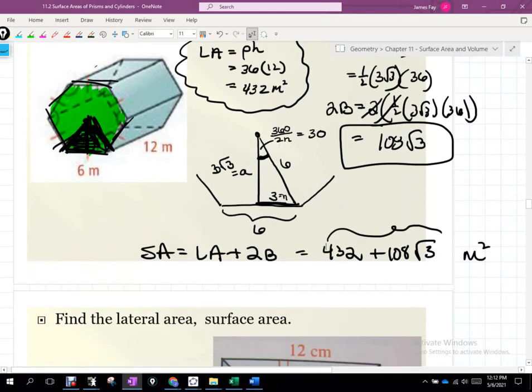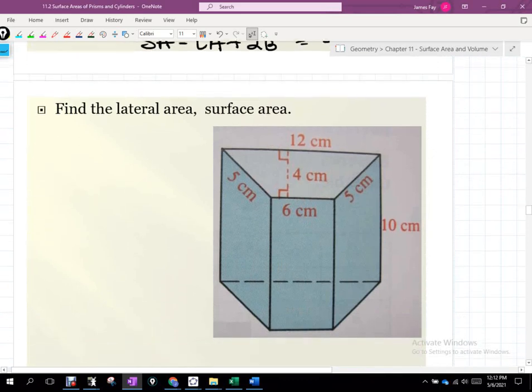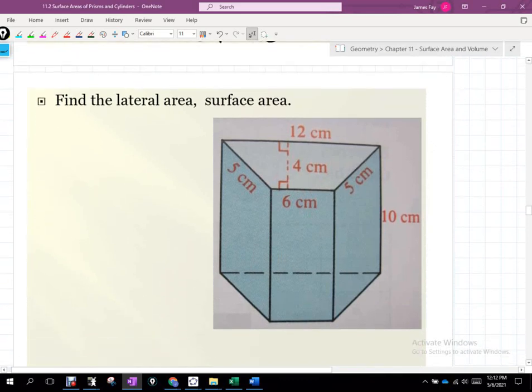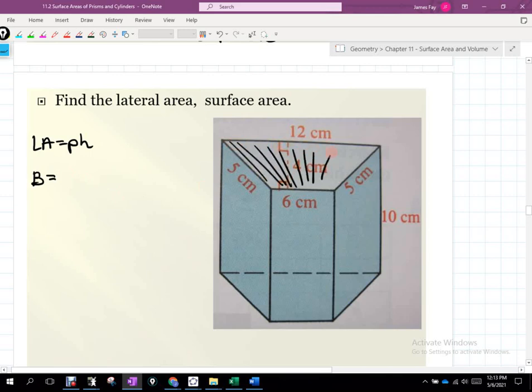So I'm going to skip this one for now, but let's at least write the formula down here. Okay. If I want to find lateral area, again is P times H, right? If I want to find B, does anybody remember? So what is my base here? Okay, so the trapezoid here is your base, right? So we got to find that area formula.